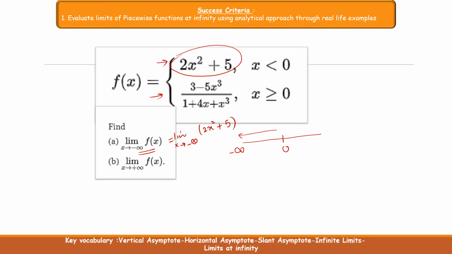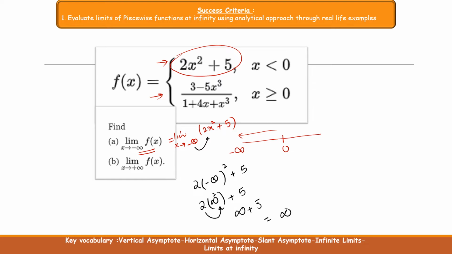Now it is direct substitution, so you just replace x by negative infinity. Negative infinity to the power 2 gives us positive infinity squared, or infinity, whatever you like, and infinity squared is infinity. Any number multiplied by infinity is infinity, and if you add a small number to a big number, the answer will be infinity.